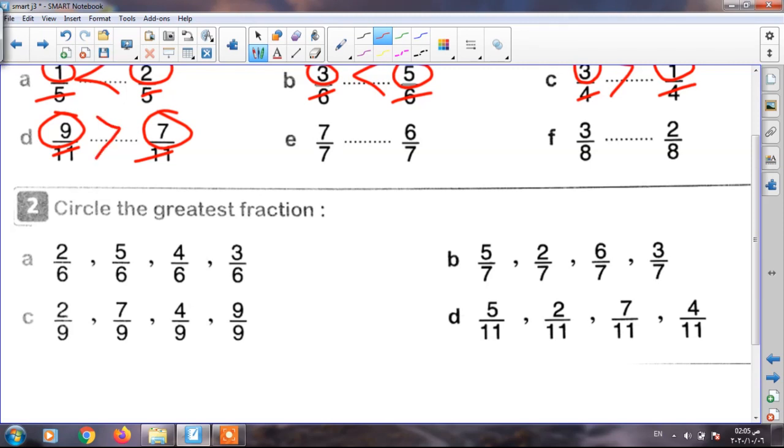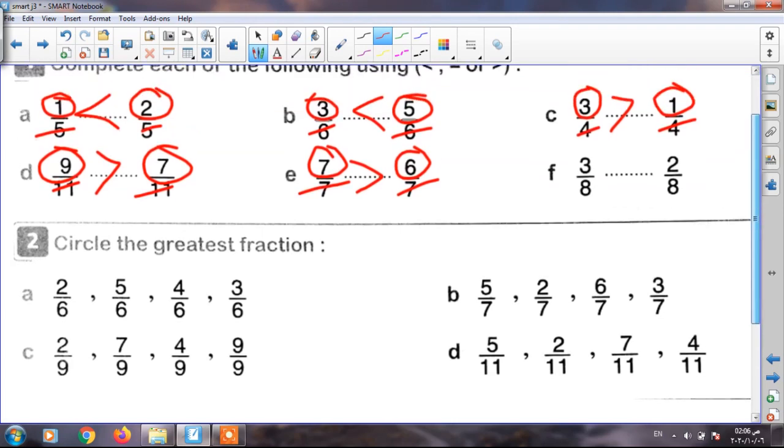Okay? The next one, 7/7 and what? 6/7. Here what will I do? Here I have the same what? The same denominator. What will I do? I will look at the numerator. Here I have 7 and here I have 6. I know that 7 is bigger than 6. So it means 7/7 is bigger than, or greater than, 6/7.